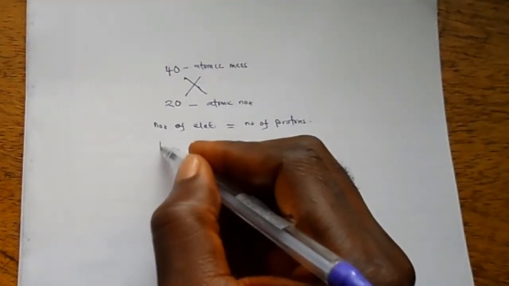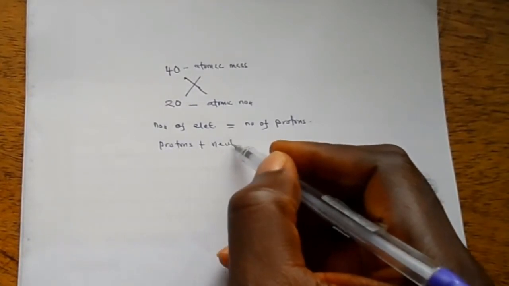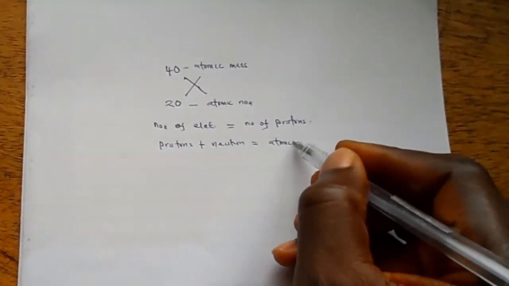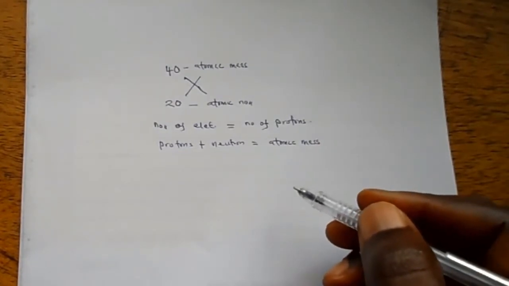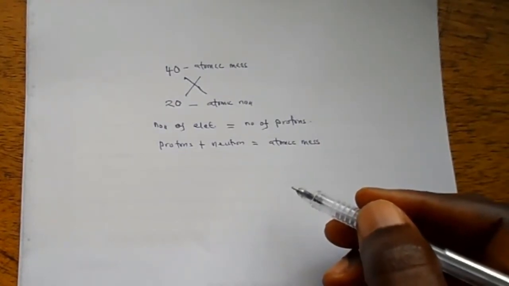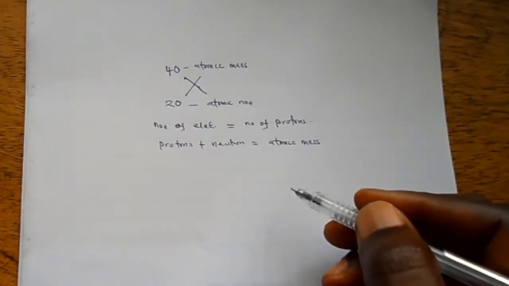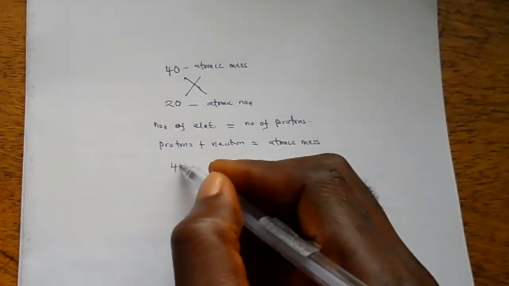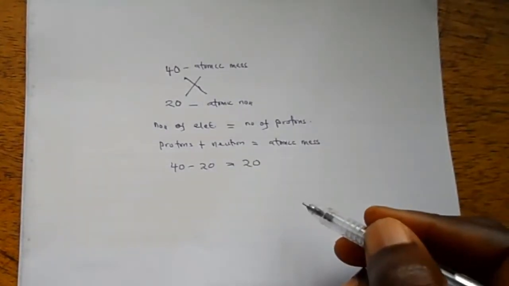The protons plus neutrons is equal to the atomic mass. So if the atomic mass is 40 and the number of electrons is 20, it means that the number of protons also is 20. So to get the number of neutrons, you will say 40 minus 20, which is equal to 20.